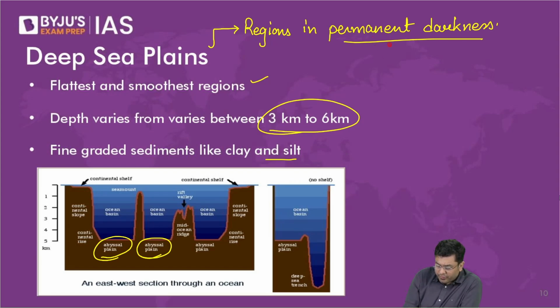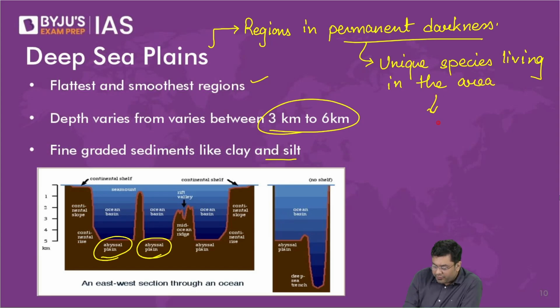So biodiversity is comparatively lesser. You have a lesser extent of biodiversity. And also here you will generally encounter very specific kinds of species which inhabit this region. You will study it in environment as well. Very unique and specific kinds of species which inhabit this region. And that is what we refer to as the benthos.